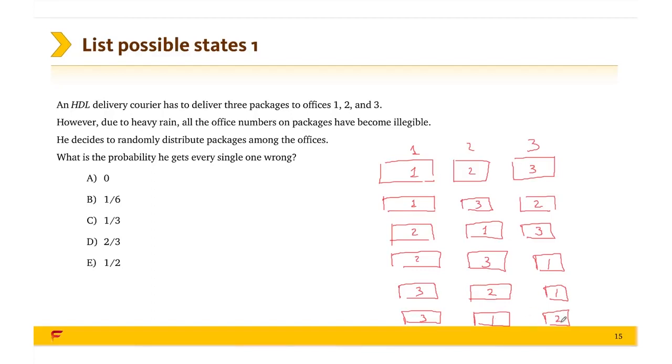So far we've listed all the possible states, right? How do we know it's all the possible states? Because the number of possible states is nothing but 3, the number of offices where the first package can be delivered, times 2, the number of offices where the second package can be delivered. It's not 3 because we cannot deliver these 2 packages to one office. And then times 1, the number of offices where the last package can be delivered. And again, it's just one office. We don't have much choice.